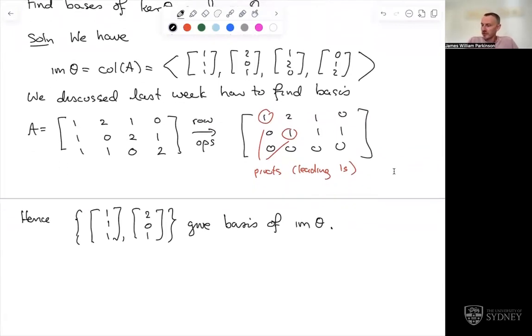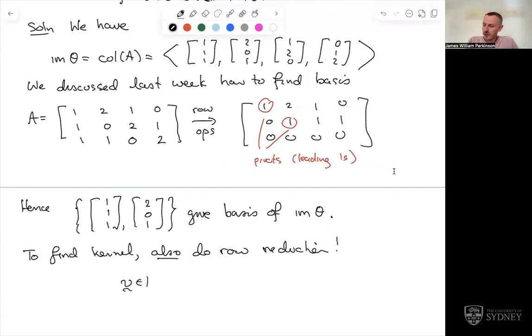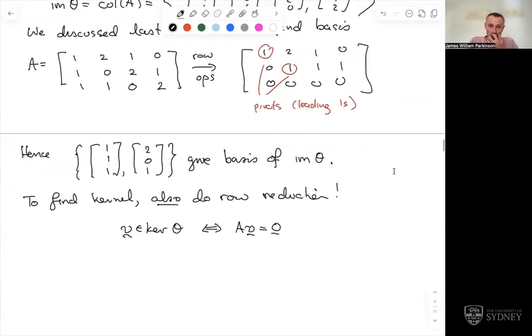In fact, we don't have to do it again. I've done the row reduction, so I can just write it out again. So to find the kernel, also do row reduction. Because what are we trying to do? We're trying to solve that v is in the kernel. Well, what does it mean to be in the kernel? v is in the kernel if and only if Av equals 0. So we're trying to solve a matrix equation. So we just write A augmented matrix with 0, row reduce.